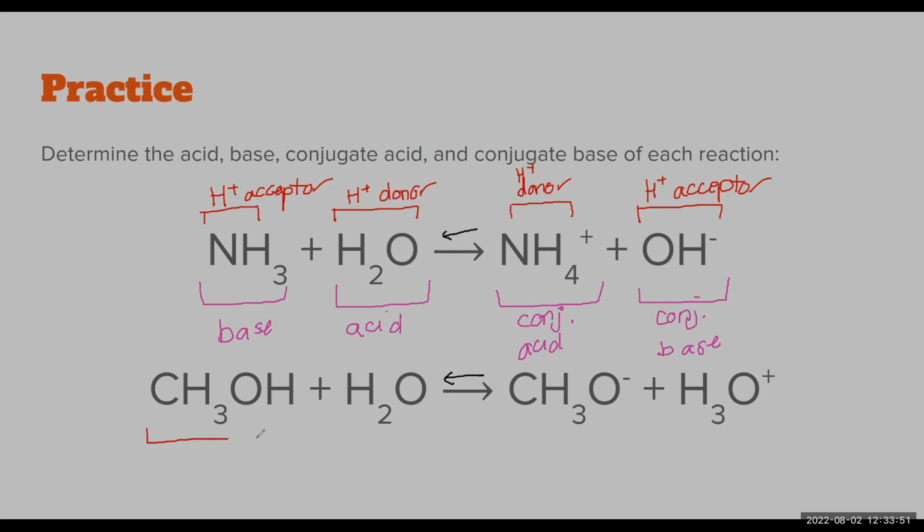So I'm going to label these again. CH3OH gave away its hydrogen, so this is the H+ donor. This one accepted it, so it's going to be the H+ acceptor.